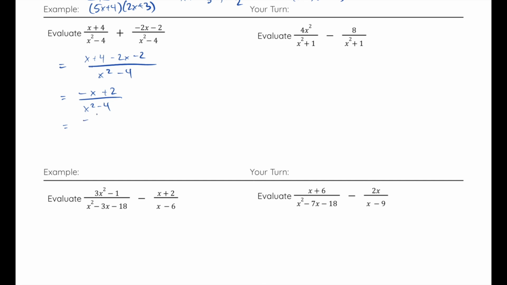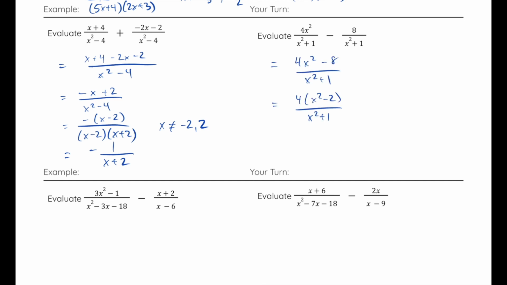So I'm going to factor out a negative 1, and I end up with x minus 2. And the denominator becomes x minus 2, x plus 2. That's a difference of squares there. So I know that x cannot be negative 2 or 2, but both the numerator and denominator have a common factor of x minus 2, which I could divide out now, and I'd be left with negative 1 over x plus 2. So pause the video and try the one on the right.